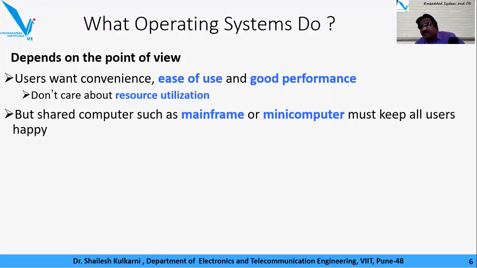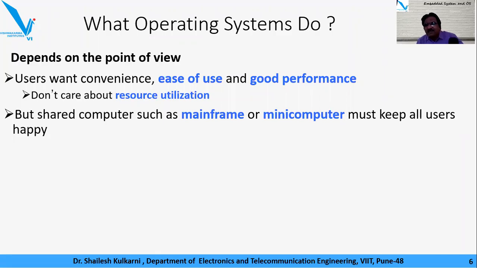But shared computers such as mainframes or minicomputers must keep all users happy. That is what I was talking about, the throughput. We understand that most of the time the algorithm that runs in a desktop operating system is multiprogramming with the help of time-shared mode, right? In this time-shared mode, an equal time slice is assigned to each and every task, and it keeps repeating over the tasks in a round robin fashion. Whenever a task gets its turn, it gets executed, isn't it?